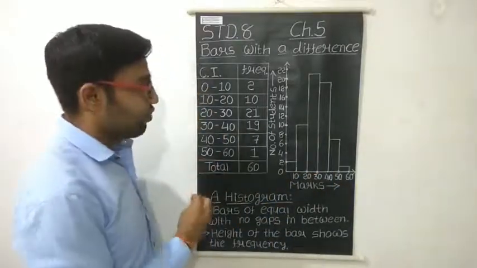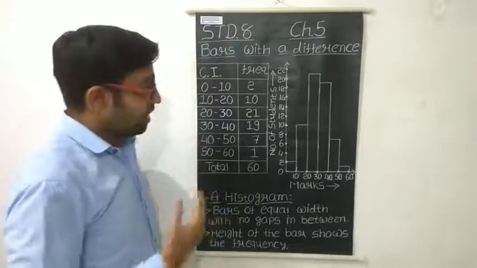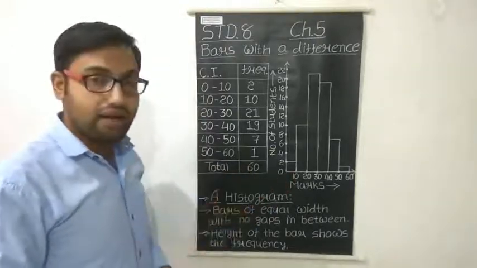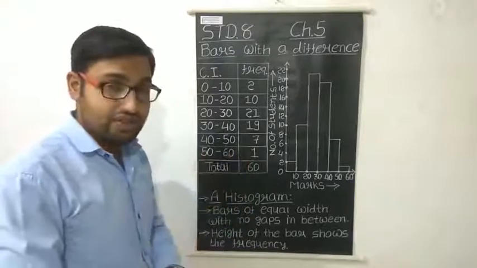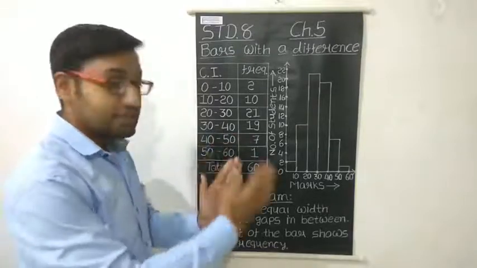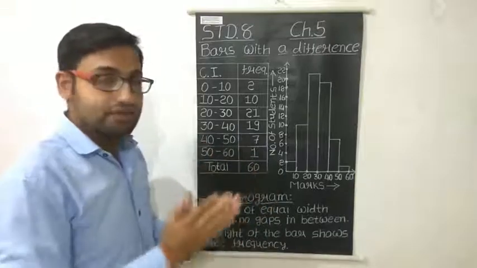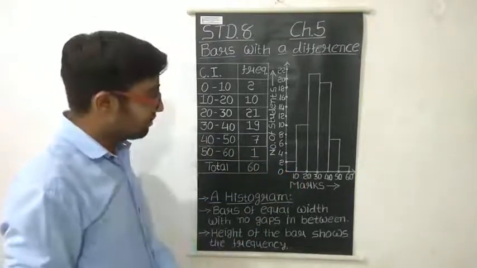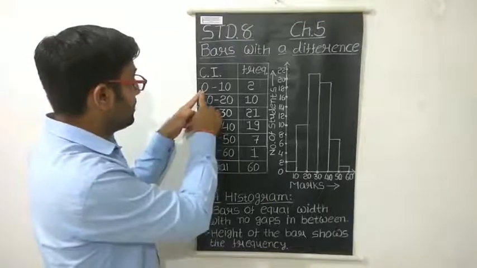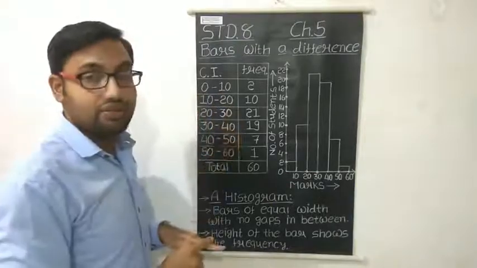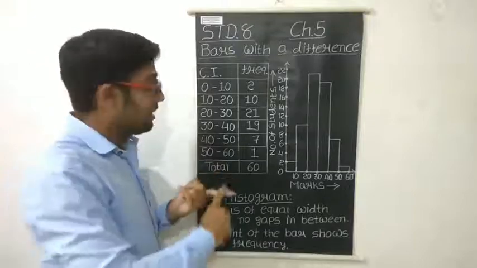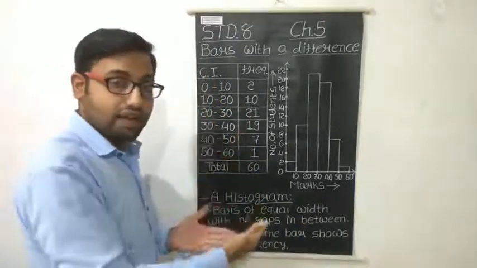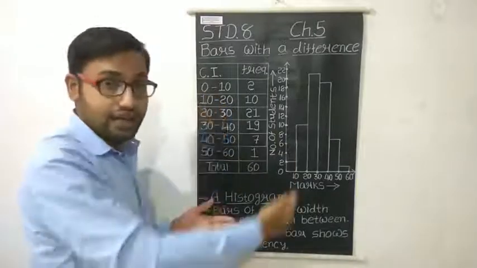Here we have to notice many things. This looks like a bar graph, but there is a difference. In a bar graph there are bars, but there is a gap between the bars. But here there is no gap between the bars. Why? Because we use continuous class intervals. One class interval ends at 10 and the second class starts from 10.